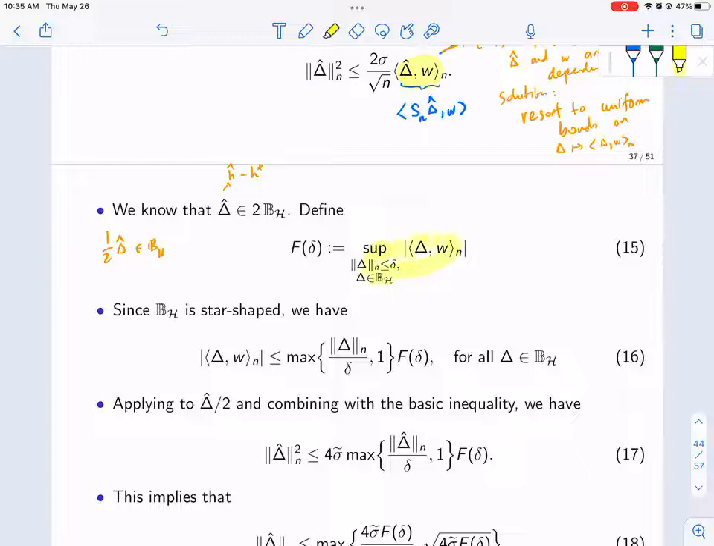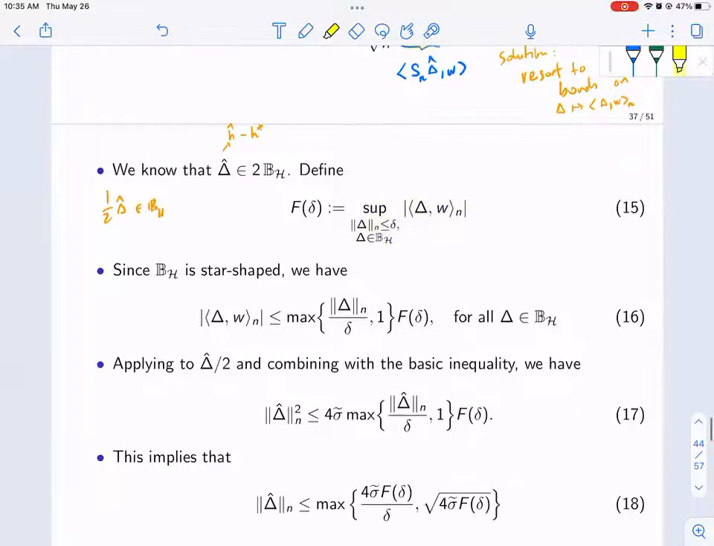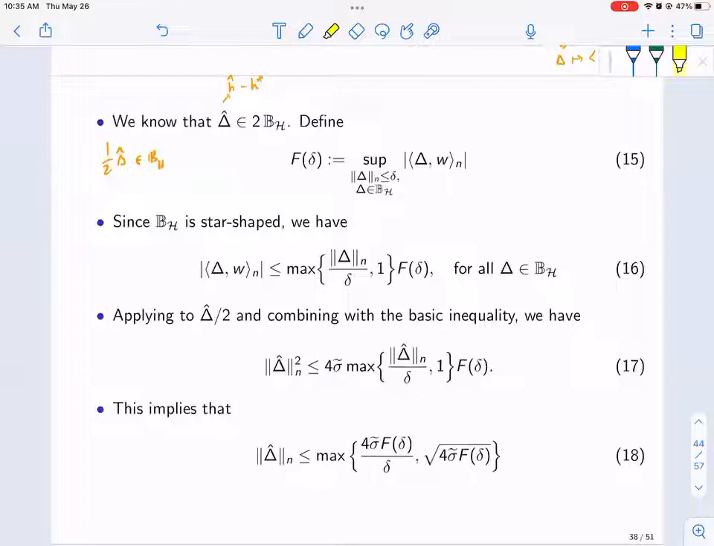This is a random function of delta, and the first thing, this is the result that I also use in 200C. If BH, if this set that you're optimizing over is star-shaped, which is definitely star-shaped because this is a ball, so star-shaped means if I connect any point to the origin, everything in between is in the set. The BH is convex, so definitely star-shaped, but this result holds for any star-shaped set. So this bound holds.